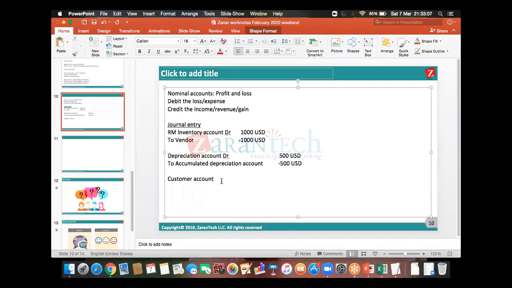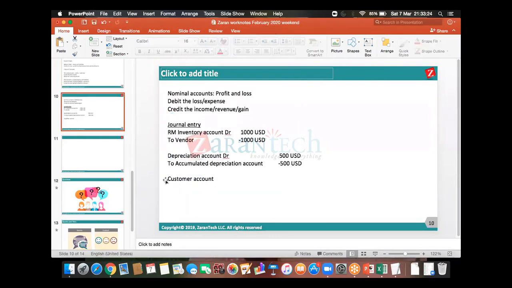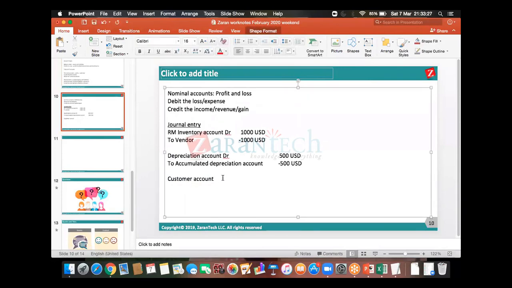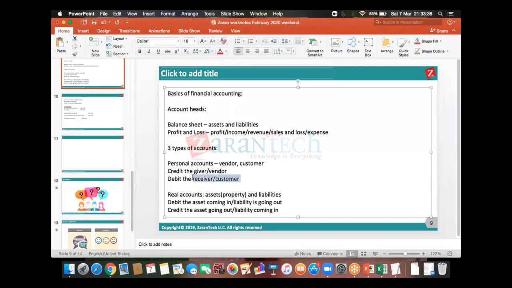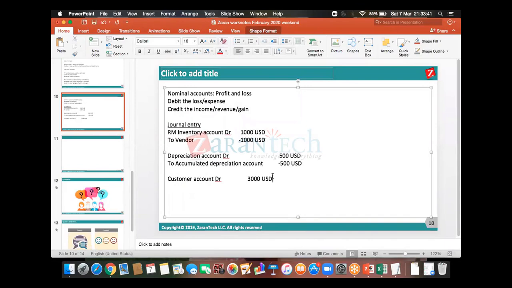All right. So I sold some material to a customer on credit basis. In that case, what will be the accounting entry? I'm selling to the customer. Whenever the customer receives the goods on credit basis, he is said to be debited. So I'm debiting the customer. I will write like this: 3,000 USD, customer account debit. Why am I debiting the customer? Debit the receiver on credit basis.